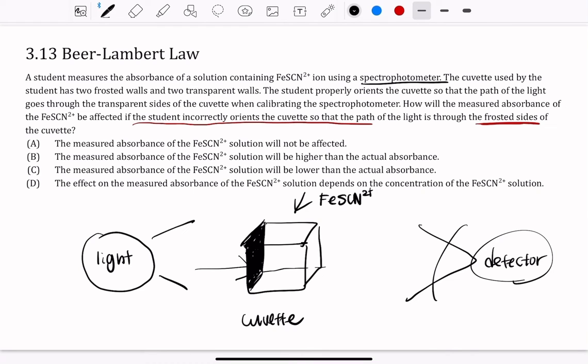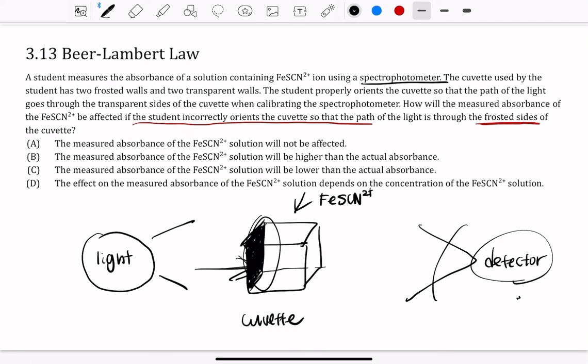What will happen is that the light is going to travel and be absorbed by the frosted side, and the light is going to be more scattered by the frosted cuvette. And the detector is going to know that since the light is not traveling to the detector at all, it's going to conclude that the measured absorbance of FeSCN is higher than before. Like the FeSCN solution is going to have higher absorbance than before.